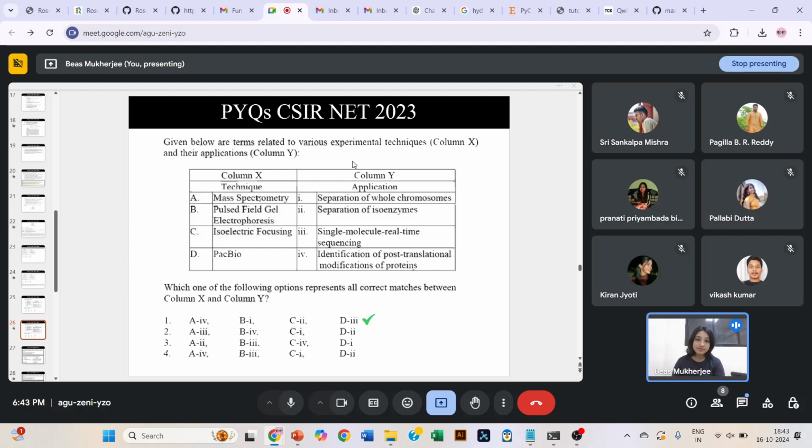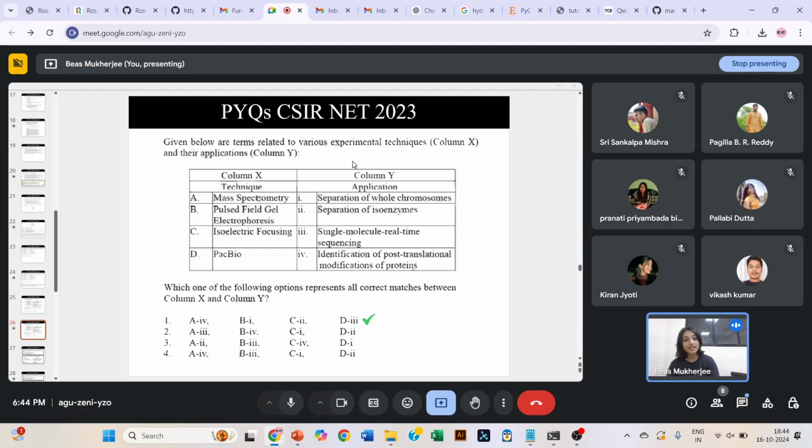That can be used to separate isoenzymes. What are isoenzymes? They have very similar properties, right? So you can separate them. Even the slightest differences in the PI can be separated using isoelectric focusing.